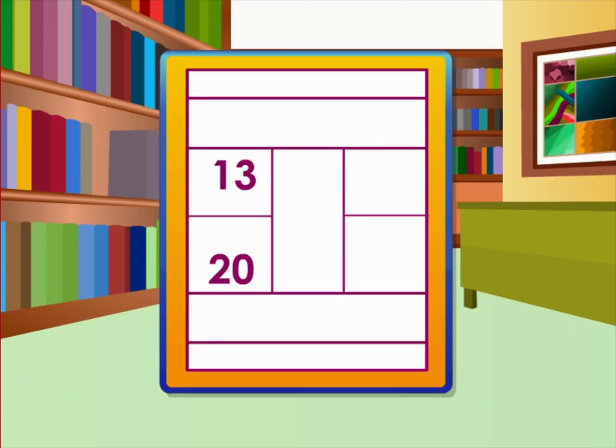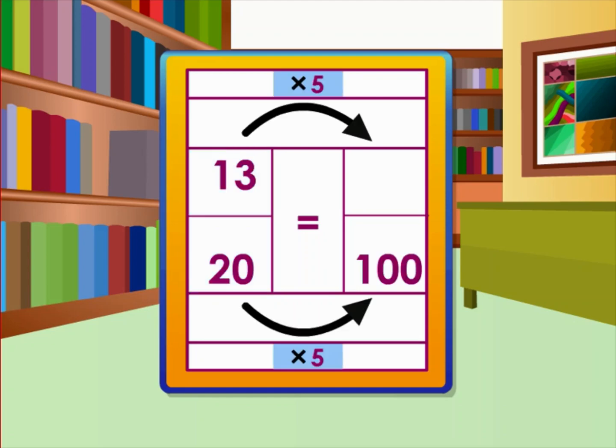Look at the diagram. Express 13 over 20 as a percentage. Remember, a percent is equivalent to a fraction with a denominator of 100. What is the number that, when multiplied by 20, will give a product of 100? Did you say 5? Yes, it is 5. 13 times 5 is 65. 20 times 5 is 100. So, the fraction is 65 over 100, which is 65%.